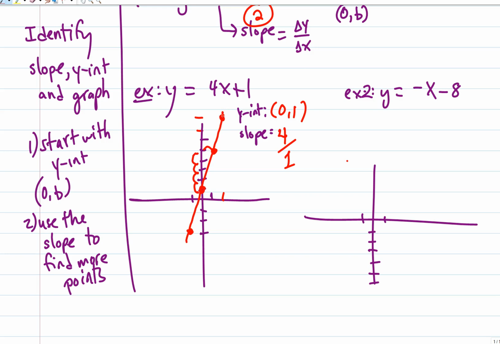If you turn in your paper and that's what it looks like, I will penalize you. Because the line is not only restricted there, it goes on forever. So what do I put? Make sure you put the arrows on the ends.